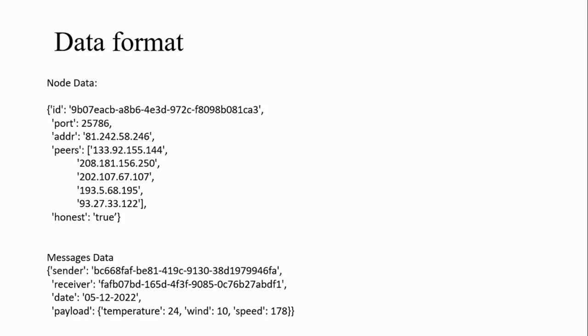And the other thing is message data. In this message data we are getting sender, receiver, date, and payload. In the payload the sensor data is coming, like temperature, wind, and speed, and I will explain briefly about everything. This specifies this payload data was transmitted from this sender to this receiver on the date of 5th 12 2022, and the temperature specifies the temperature in Celsius, and wind specifies the wind direction.